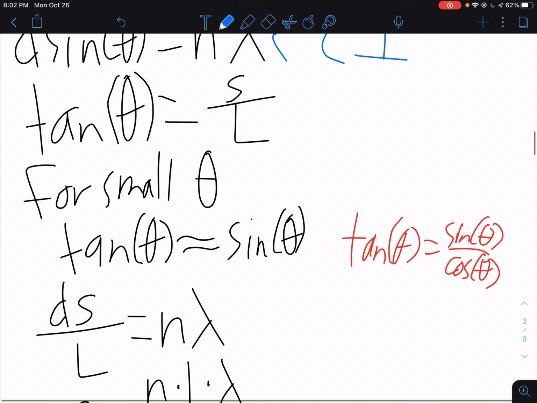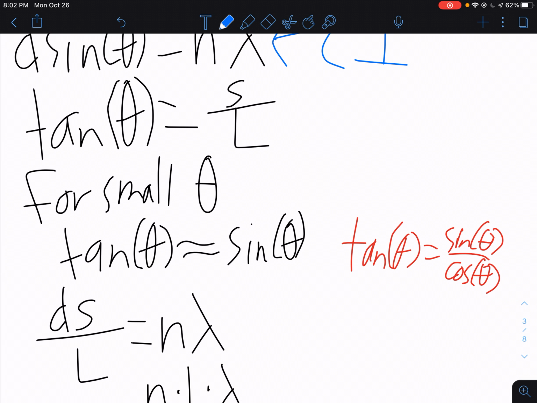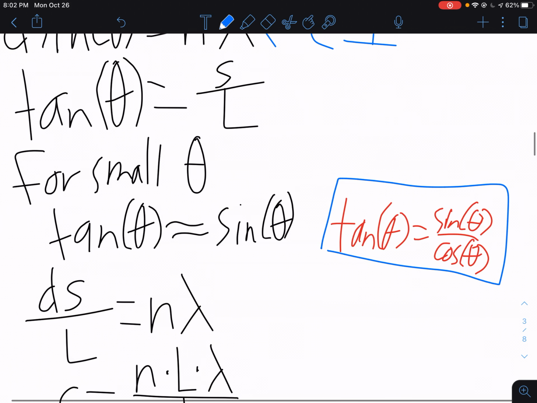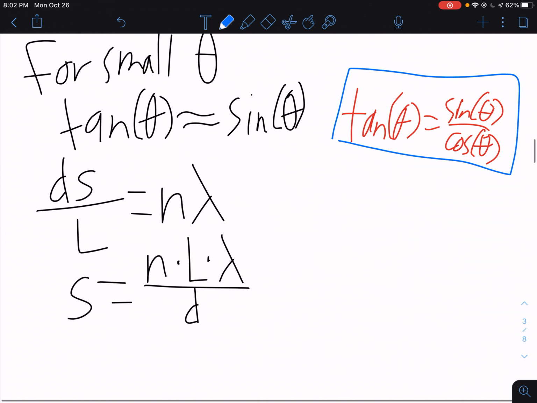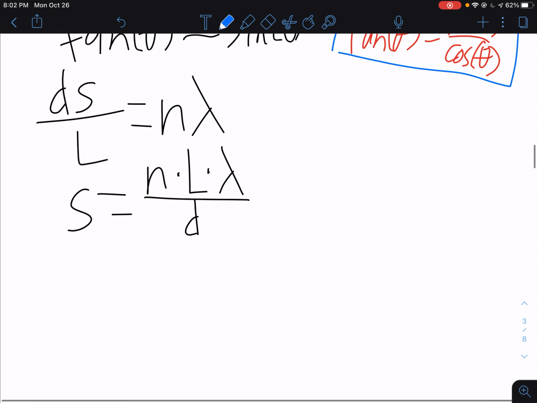So for small theta, tangent of theta is approximately sine of theta through the quotient identity right here, because cosine is approximately 1. So we substitute this into here, and we get ds over L is equal to n times lambda. So S equals n times L times lambda divided by d.